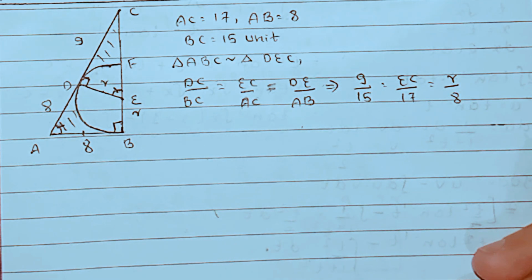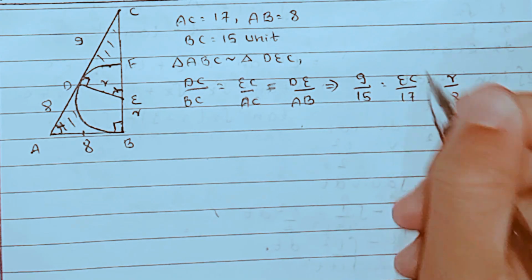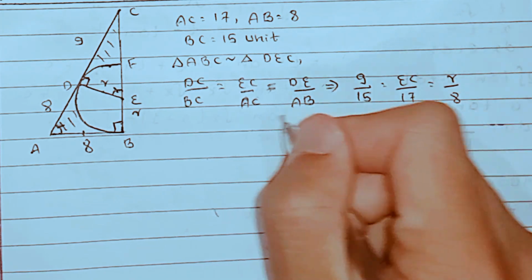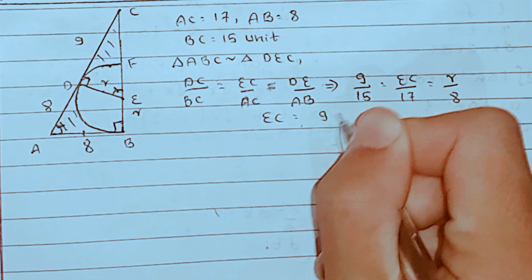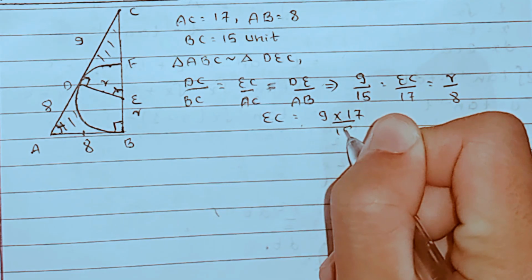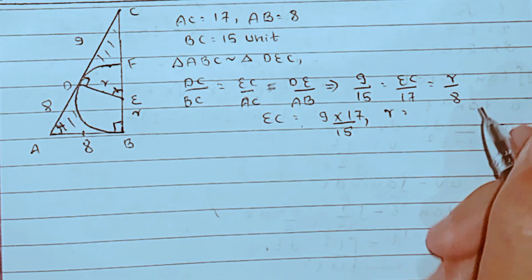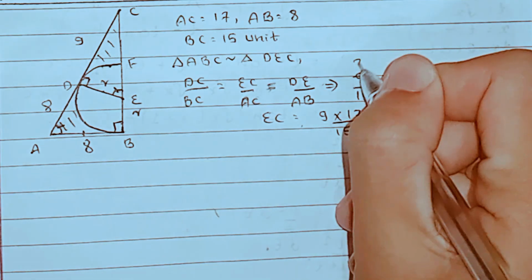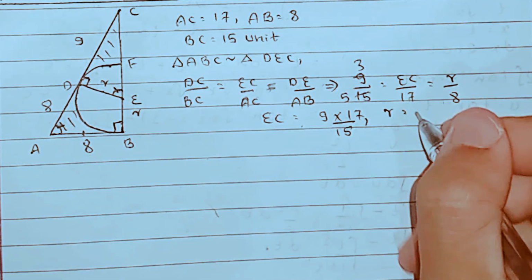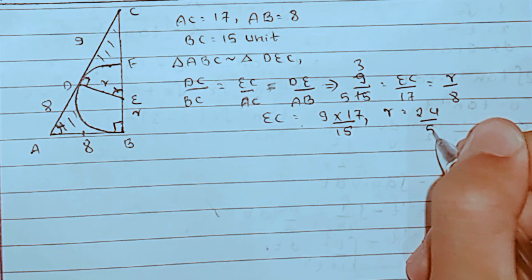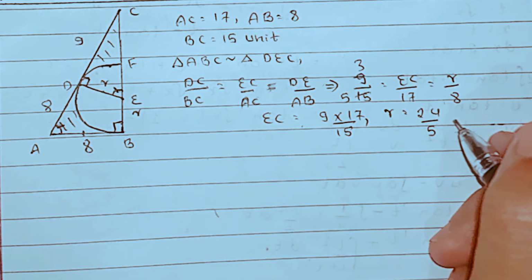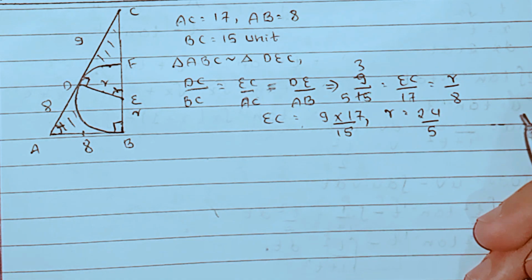Now using these two equations we get the value of EC to be 9 into 17 upon 15, and using these two equations we get the value of R to be, 3 times 3 is 9, 3 times 5 is 15, so it's 24 upon 5. We got the value of R. So now let's try to find the area of the shaded region.